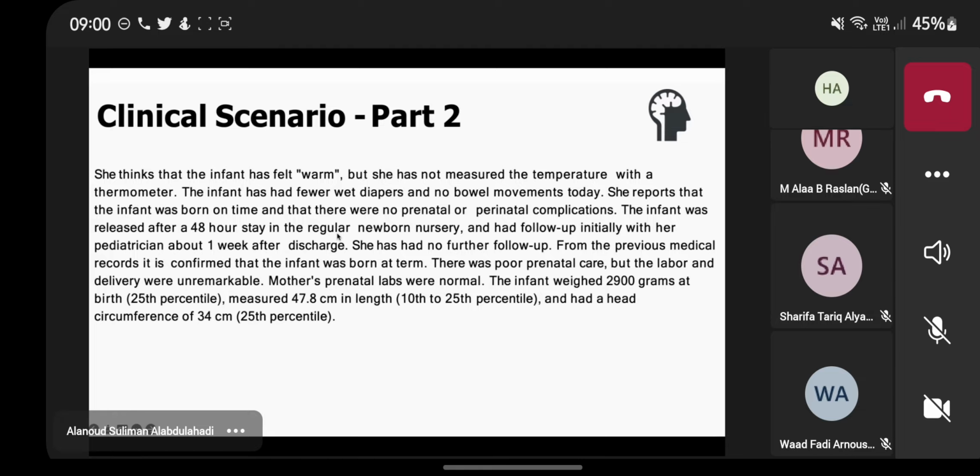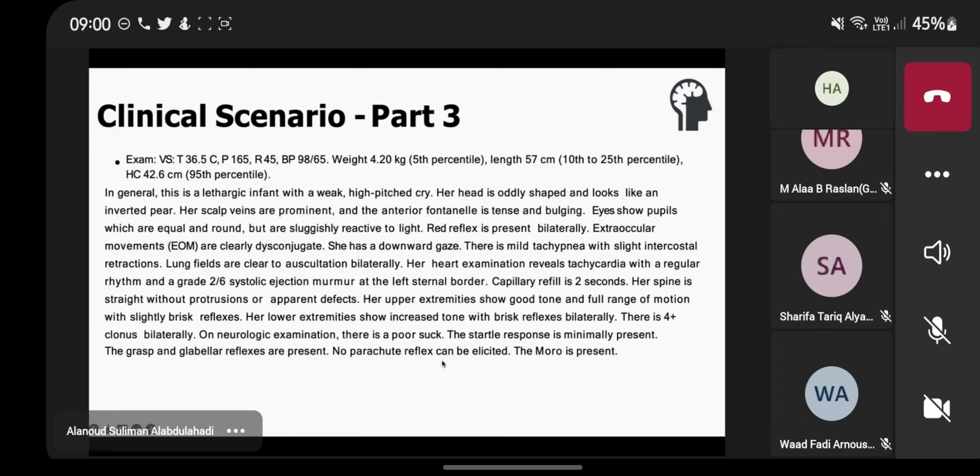So now with this part and the next part, I just underlined the important parts and I will be mentioning them briefly. So in part 2, the infant had fever and she had decrease in urinary and bowel movements, which are important in the cases of hydrocephalus. And also in the third part, which is what I believe the most important part about the whole scenario, it explains that the patient is lethargic, her head is oddly shaped on physical examination, and also her scalp veins are prominent, and the anterior fontanelles are tense and bulging.